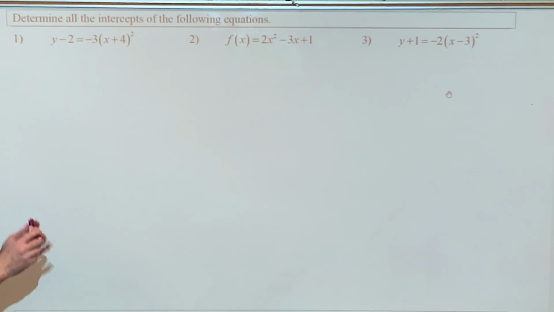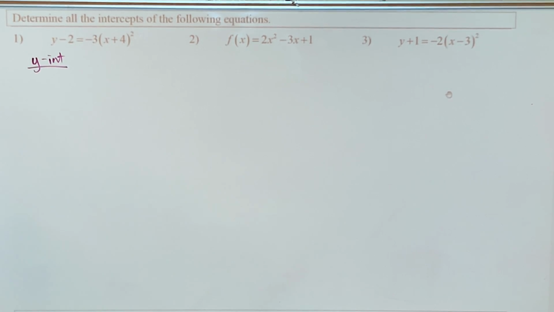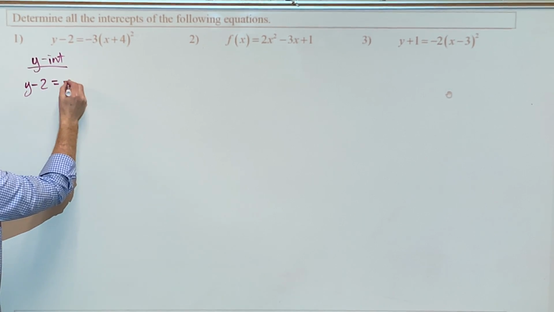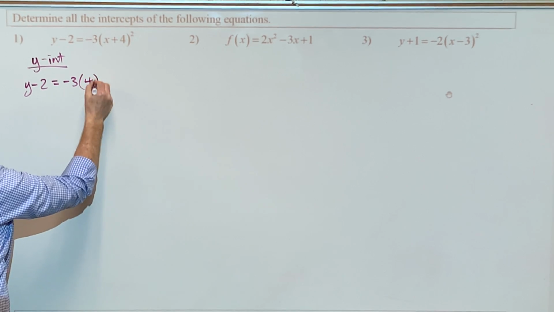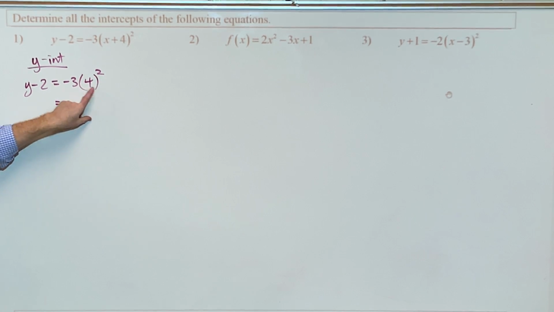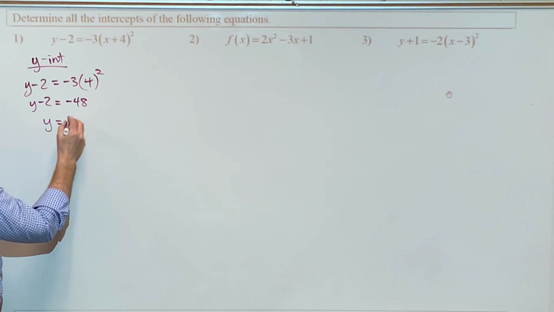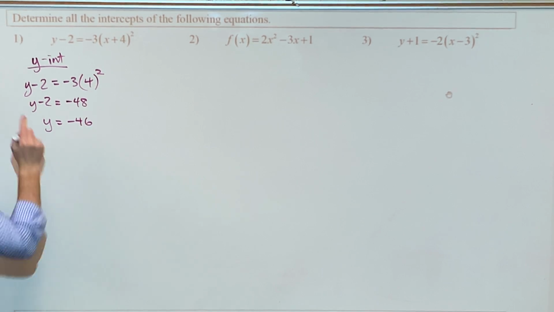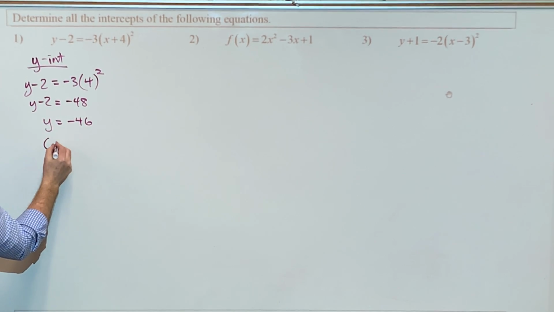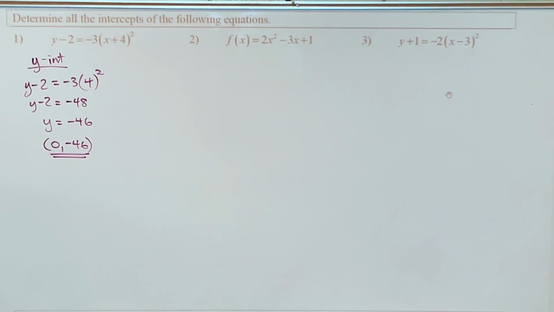Help me out. Let's find the y-intercept first. So to find the y-intercept, what do I do? Plug in 0 for x, but that's not going to be a problem at all. Y minus 2, plugging a 0 in there gives me 4 squared. What do I have here? 16 times 3, 48. Negative 48. And then you'd have to add a 2 over, which gives me negative 46. So the y-intercept would be when x is 0, the y is negative 46. That would be the actual point of the y-intercept, right?